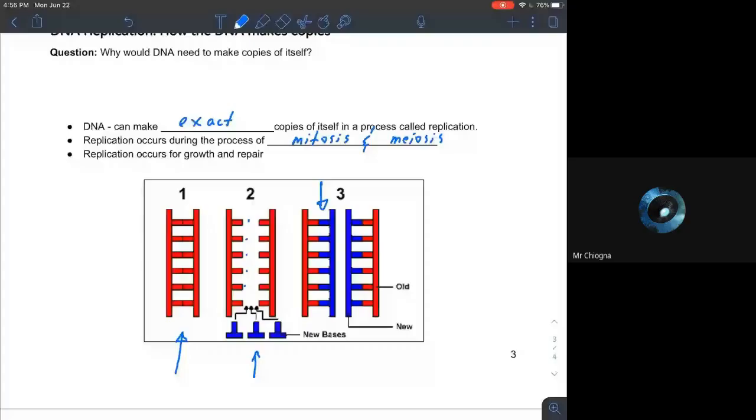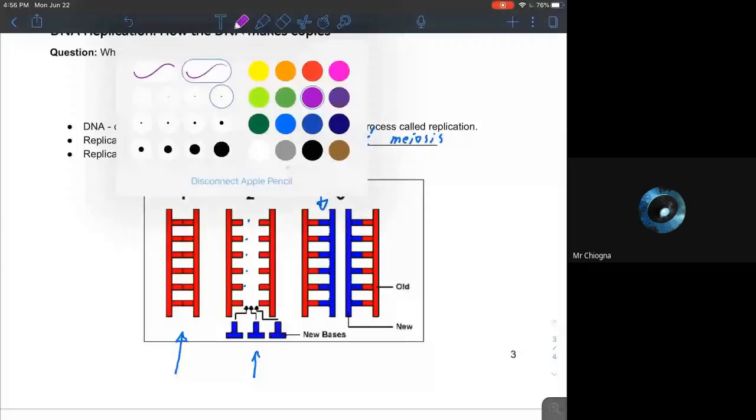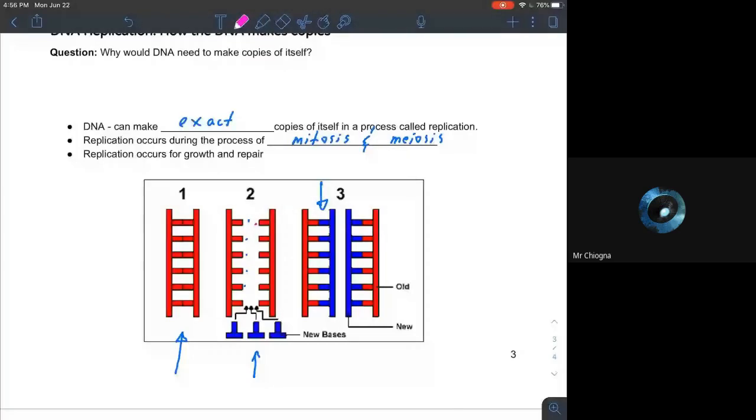That forms the ladder on the left. And then similarly, use a different color. Bases connect with each of those pink points that I highlighted here to form the ladder on the right. Okay, so each of these ladders is a hybrid of old and new bases.